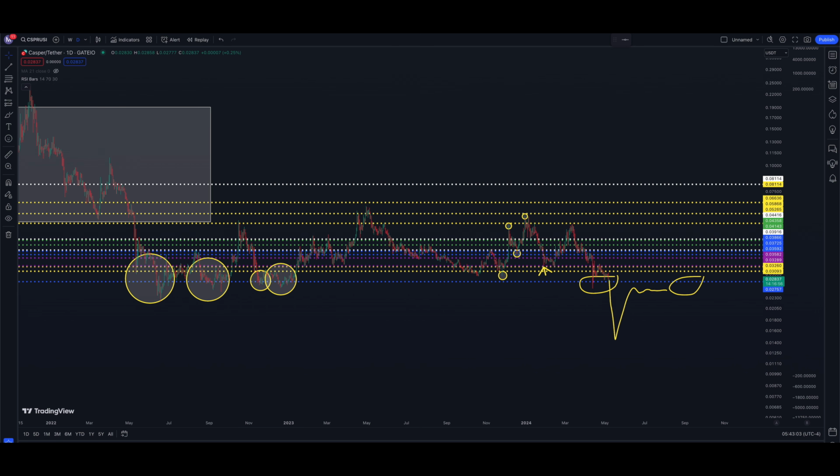Casper is up 0.25%. It's at some of the lowest prices we've seen in a long time.